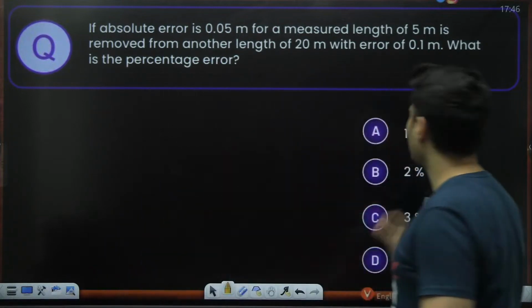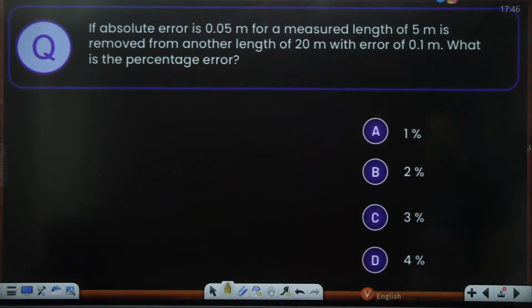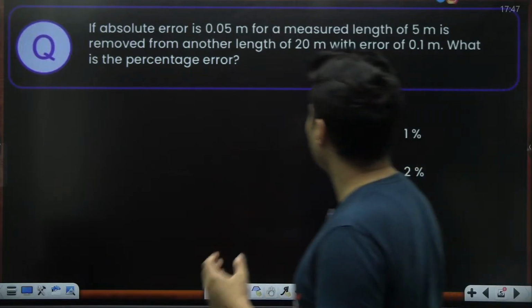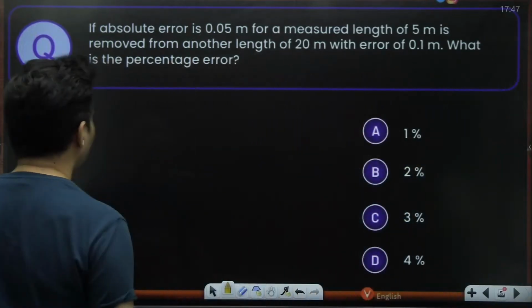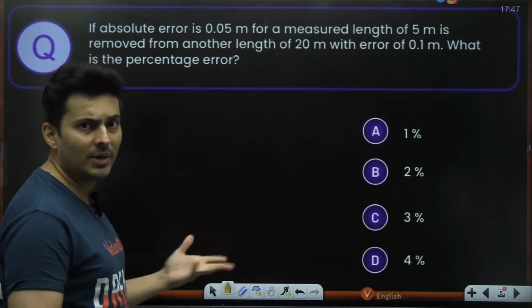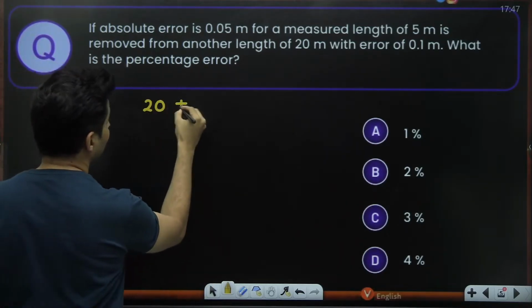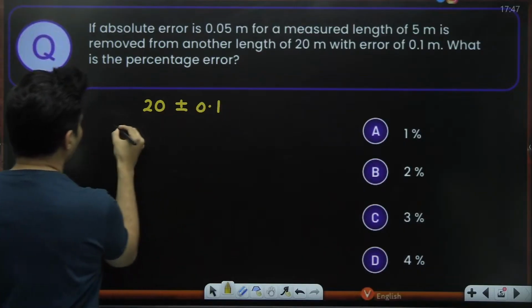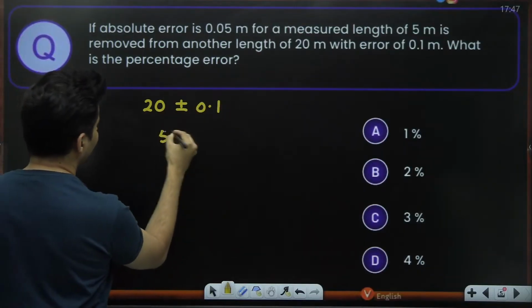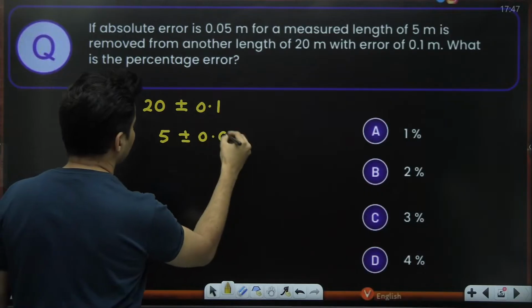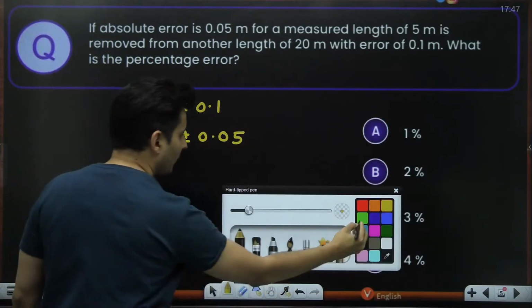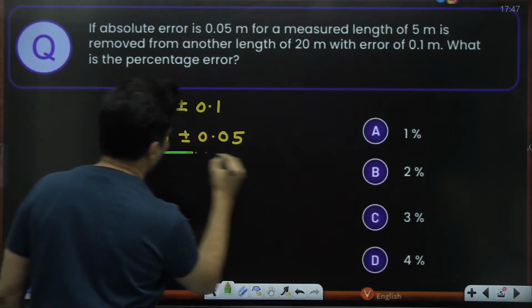So here comes the first question on your screen. The absolute error is this much in a length and it is removed from some other length. What is the percentage error of that remaining part? So from 20 meters plus or minus 0.1, I am taking out 5 meters plus or minus 0.05. The question is, after taking it out, what is remaining?